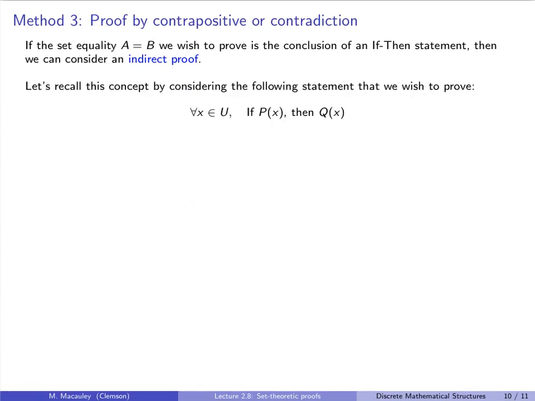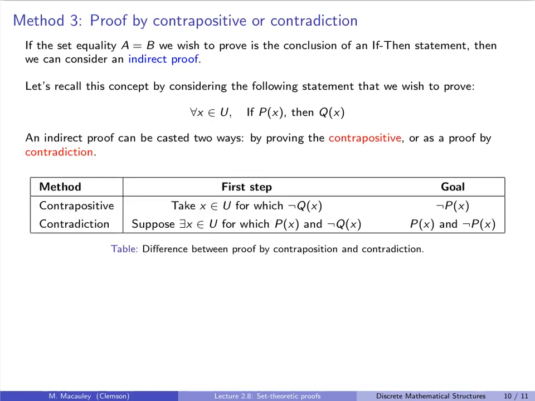Let's recall this concept of indirect proof by considering the following statement that we wish to prove. For all x in the universe, if P of x holds, then Q of x holds. An indirect proof of this can be cast two ways, either by proving the contrapositive or as a proof by contradiction. So, proving the contrapositive, remember the contrapositive just says if Q is false, then P is false.